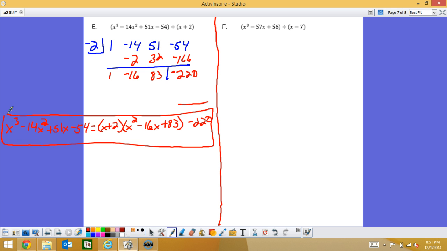I think you'll agree that synthetic division is the way to go, but again, you can only use synthetic division when our divisor is linear and the leading coefficient there is 1.